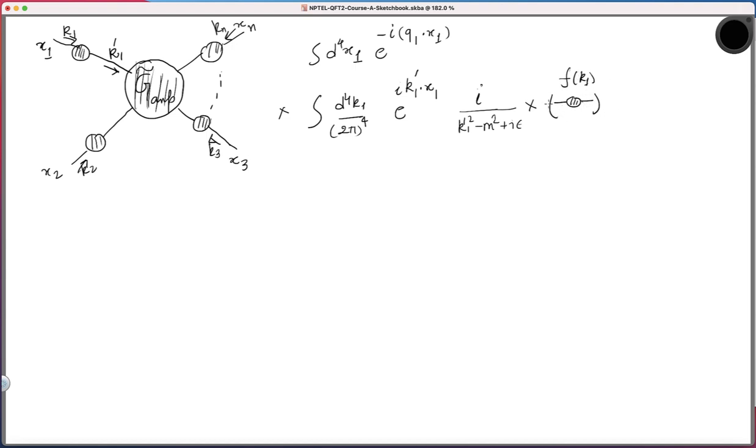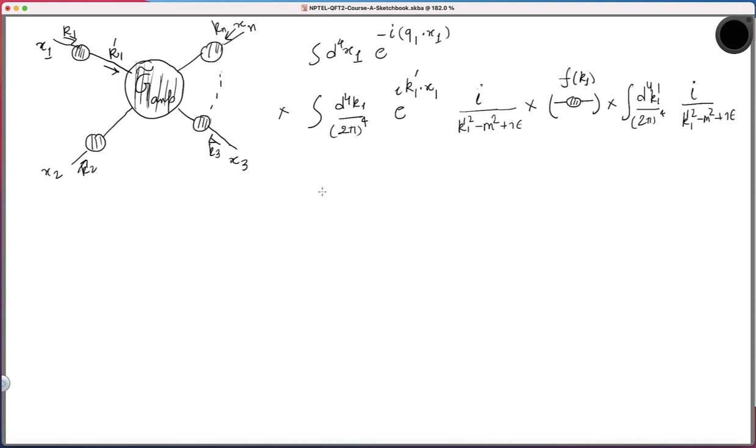And it will depend only on this momentum k1, because that's what enters in here, and all other momenta that you will have inside, they will be dummy, they will be integrated over. Because of the momentum conservation at each vertex, the only momentum on which this object will depend will be k1. So that's why I write f of k1, times the integral d4k1 prime over 2 pi to the 4, i over k1 prime square minus m square plus i epsilon.